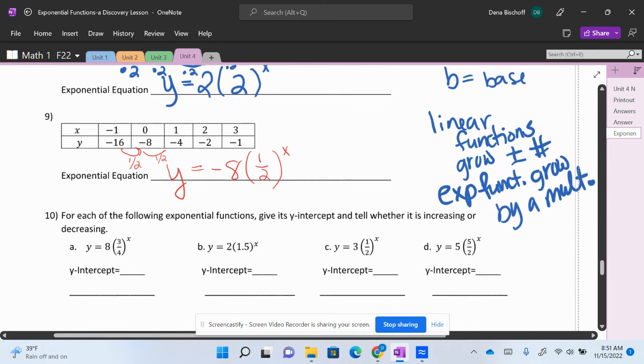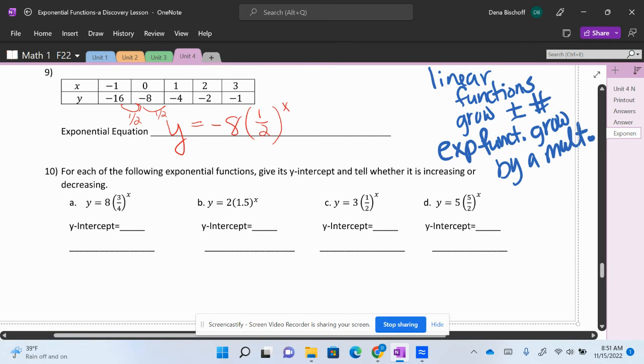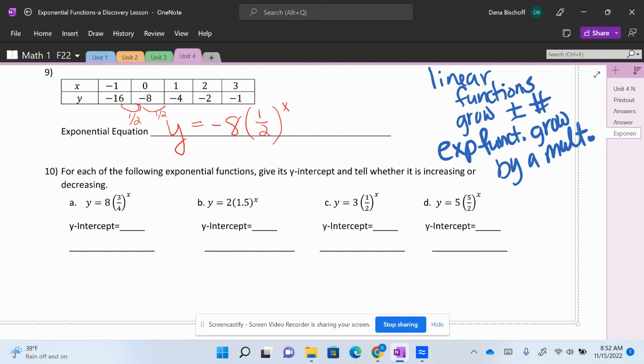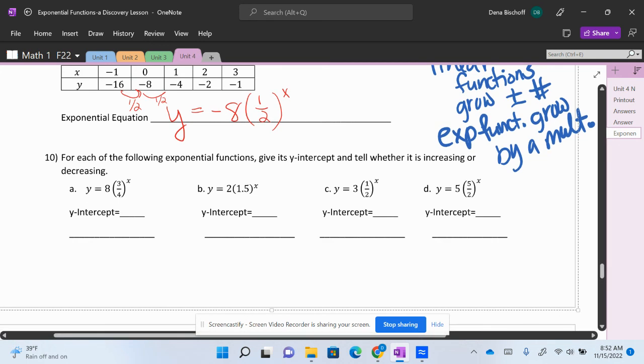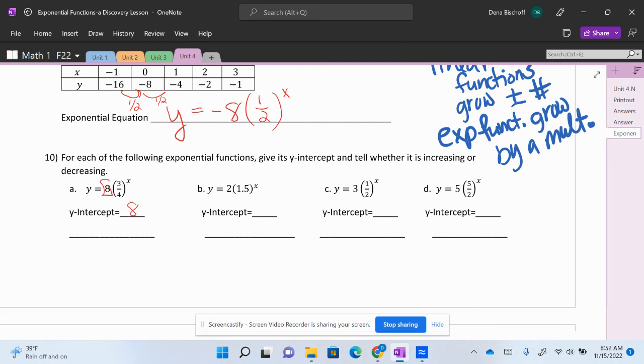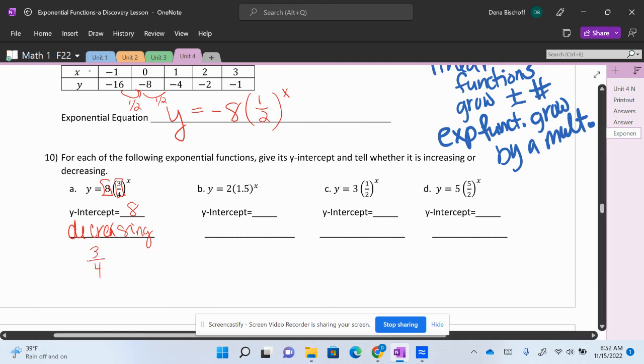So now we're just going to look at these and identify the y-intercept and tell me if it's increasing or decreasing. I tried to trick you on these a couple of times, so be wary. So, A, what's the y-intercept? It's 8. Is it increasing or decreasing? How do you know? It's decreasing because this base is less than 1. 3/4 is less than 1. That's how I'm going to show it, okay?